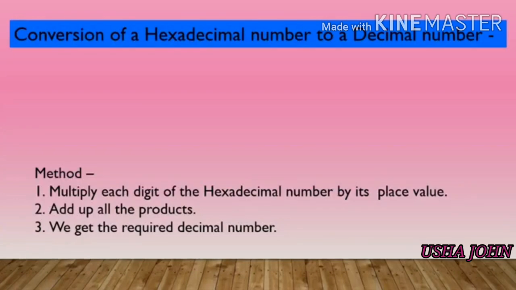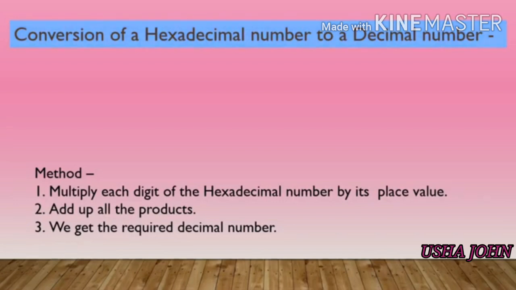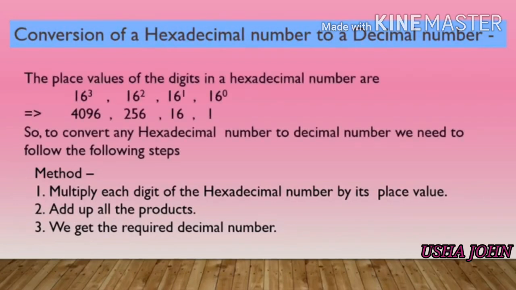Now conversion of a hexadecimal number to a decimal number. Multiply each digit of the hexadecimal number by its place value. The place values of the digits in hexadecimal numbers are, since the base is 16, 16 power 0, 16 power 1, 16 power 2 that is 256, 16 power 3 that is 4096. Same method: multiply, then add up all the products and we get the required decimal number. That is how a hexadecimal number is converted to a decimal number.